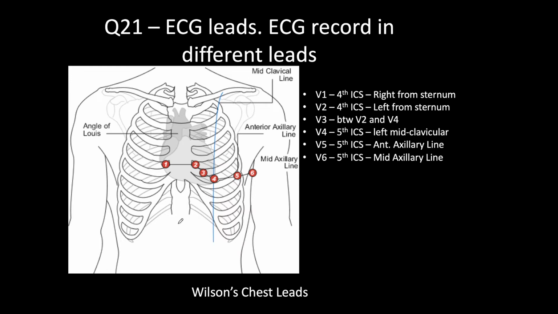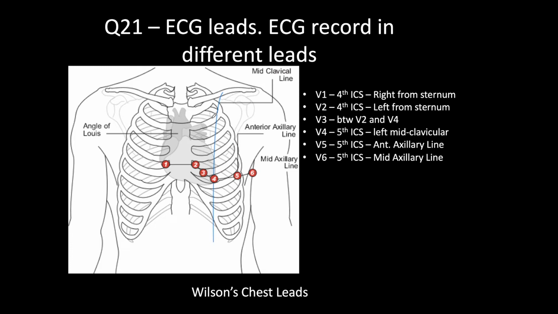So the first one is the only one that's right on the right side of the chest. The first one, the chest lead one, is on the fourth intercostal space. So first you press against the person's angle of Louis, which is usually palpable, and the first, second, third, fourth intercostal space. That's where you place the first one, and then exactly on the left side you place the second one. Forget the third one for now.